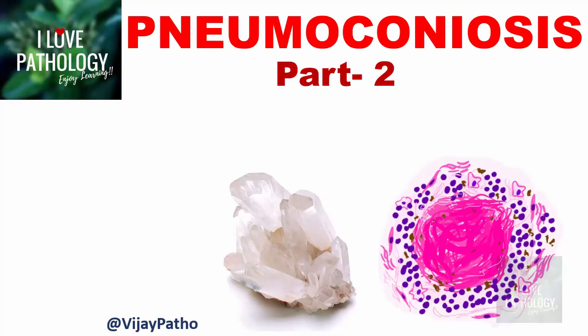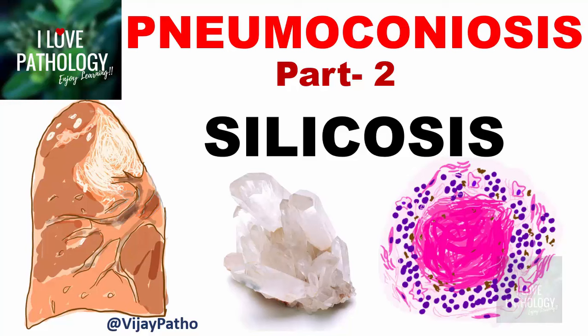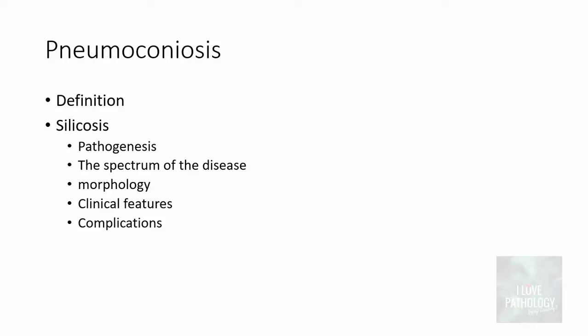This is part 2 of pneumoconiosis. In part 1, we discussed the general aspects of pneumoconiosis and, in detail, coal workers' pneumoconiosis. In this part, we will discuss in detail another important pneumoconiosis, that is silicosis. We will see the pathogenesis of silicosis, the spectrum of disease, the morphological aspects, the clinical features and complications. Before we understand the concept of silicosis, let us see what silica is.